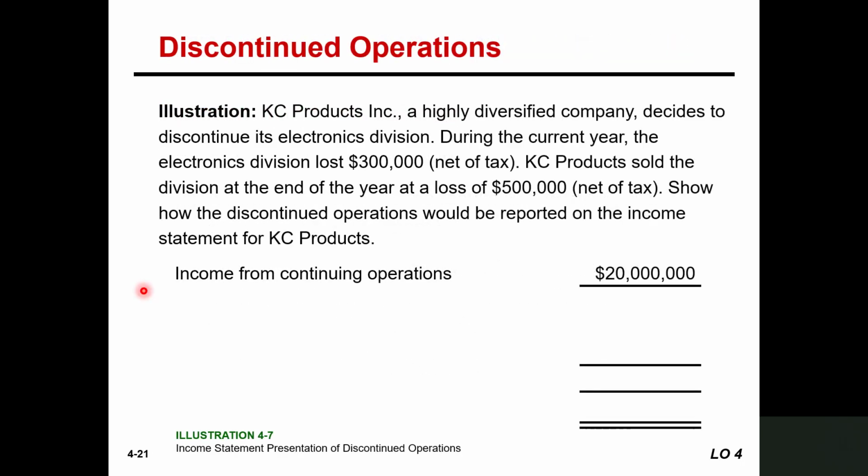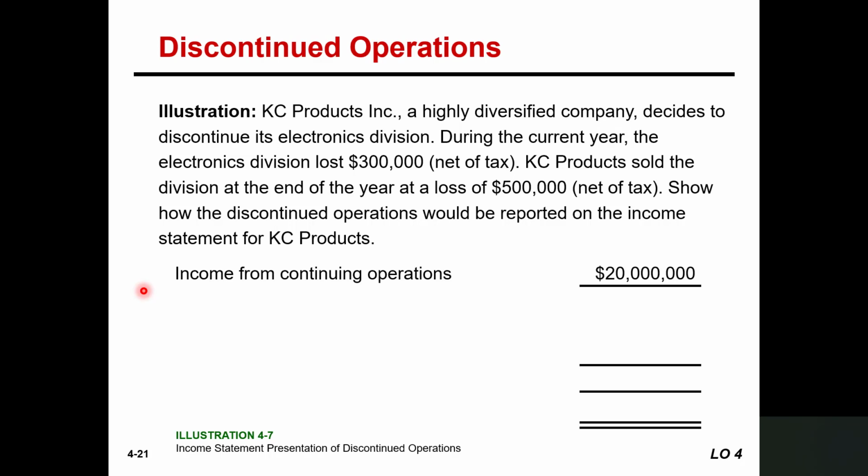To give you an example, KC Products Incorporated, a highly diversified company, decides to discontinue its electronics division. During the current year, the electronics division lost $300,000 net of tax. KC Products sold the division at the end of the year at a loss of $500,000 net of tax. Show how the discontinued operations would be reported on the income statement for KC Products.